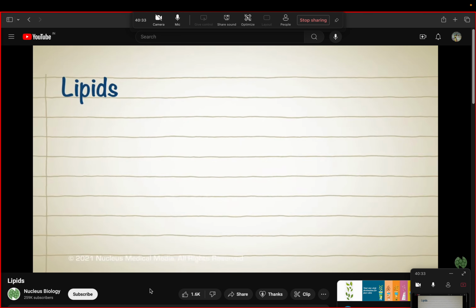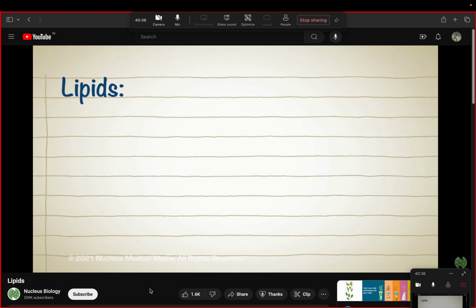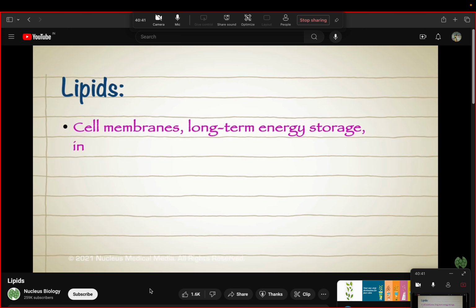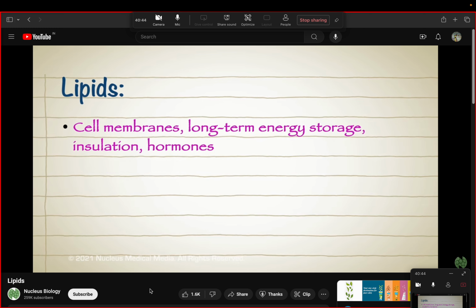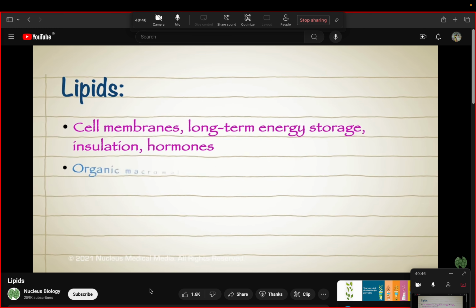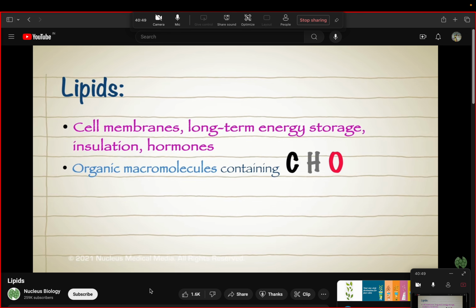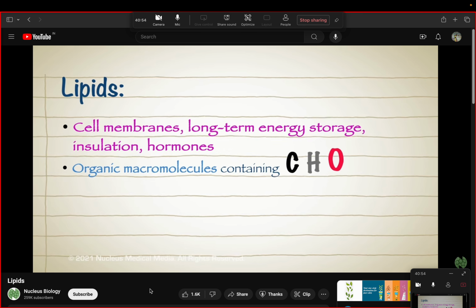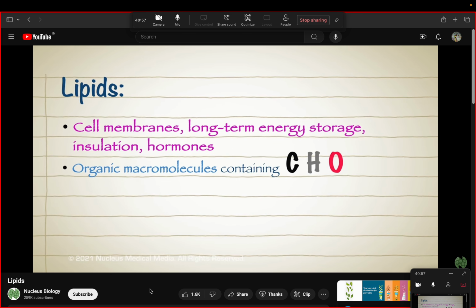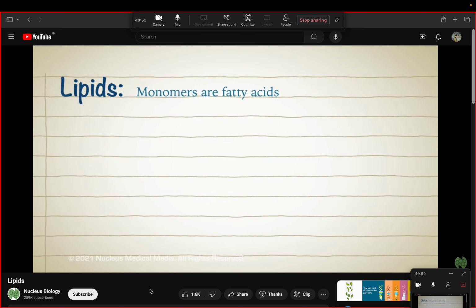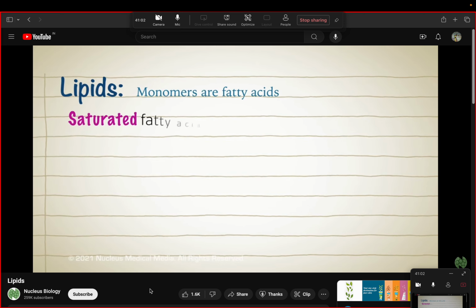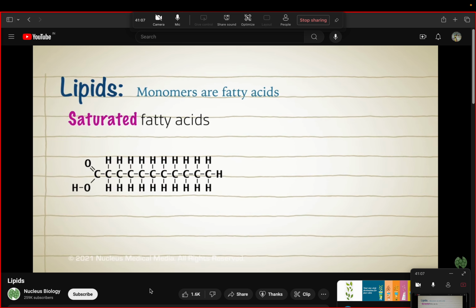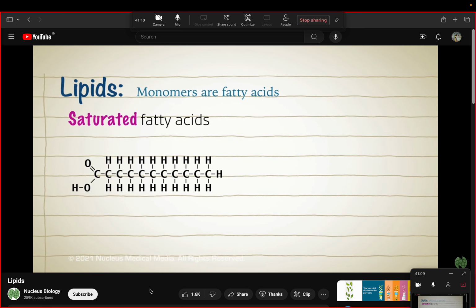To sum up, all living organisms use lipids in all of their cell membranes, as well as for long-term energy storage and insulation, and in hormone formation. Lipids are organic macromolecules containing mostly carbon atoms, as well as hydrogen and oxygen atoms. Lipid monomers are fatty acids. Saturated fatty acids are saturated with hydrogen because their carbon atoms form only single bonds.